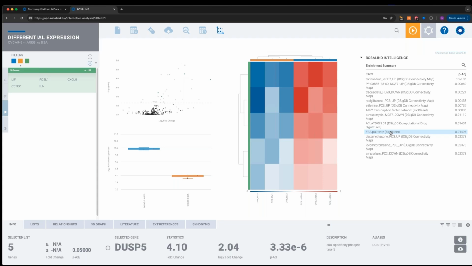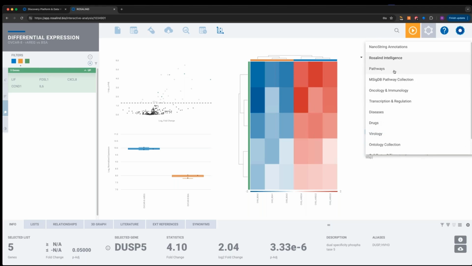Now there's a lot more things I can show you. I'm going to take maybe about 5 more minutes and show you some additional components, and then I'll pause for some questions. Let me go back to, let's say, pathways.